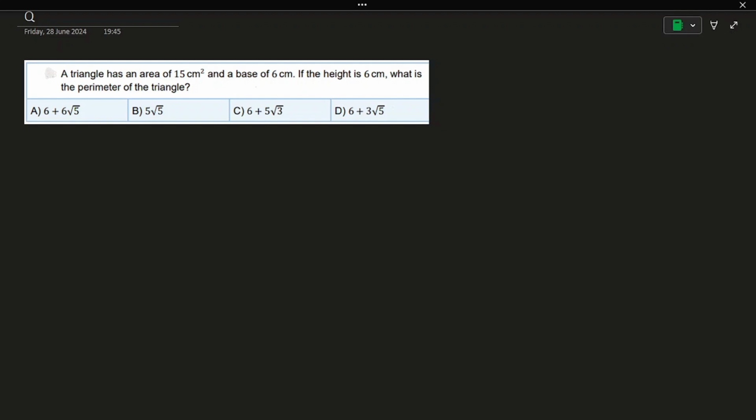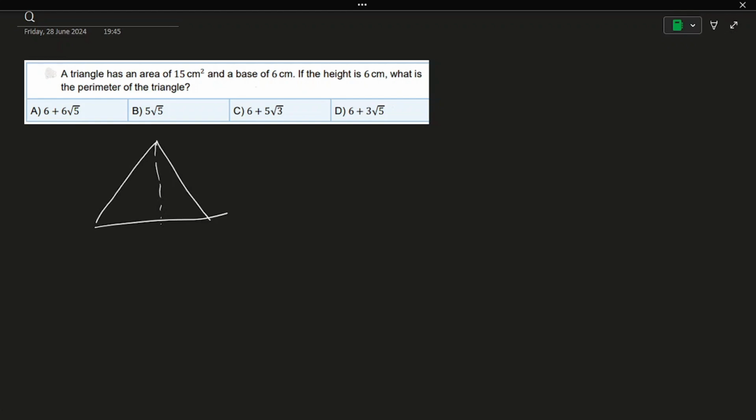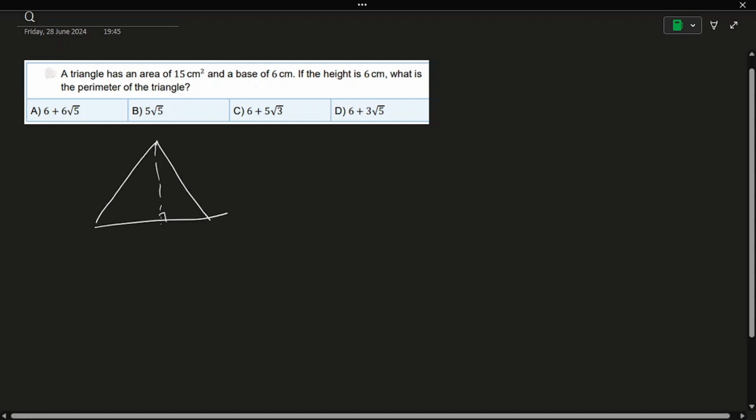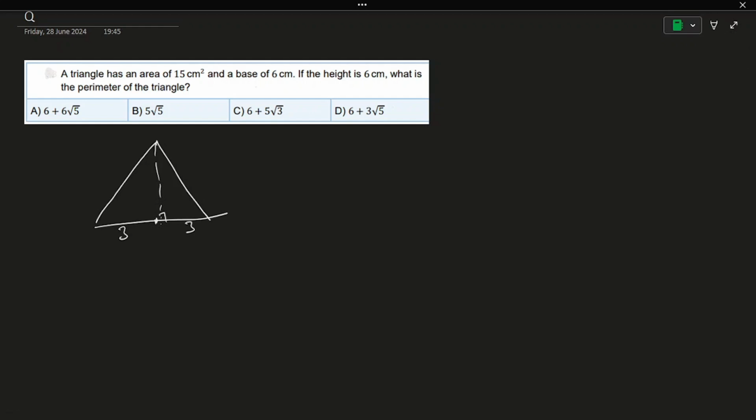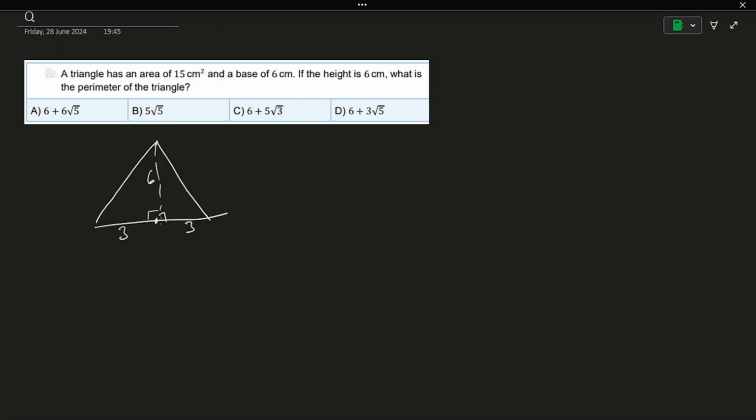But let's assume we have this triangle like this, and we are told that the base is 6 centimeters, the whole base. So in other words, if this is perpendicular, assume that this is the center. In other words, we're going to have 3 here and 3 here, and the height is 6 centimeters, and this is a perpendicular height, by the way. So we are looking for the perimeter, which means the sum of all the sides of this triangle.